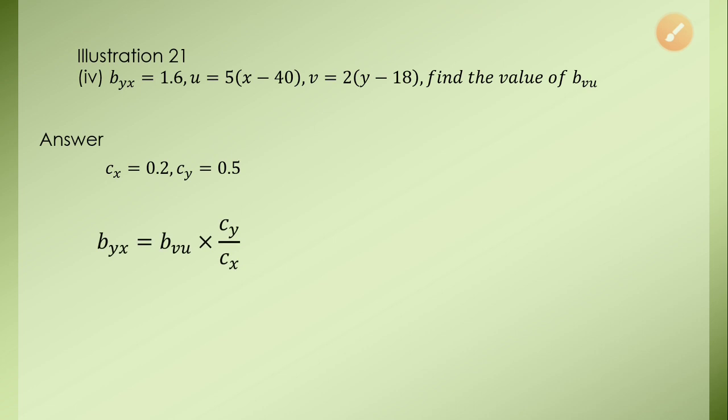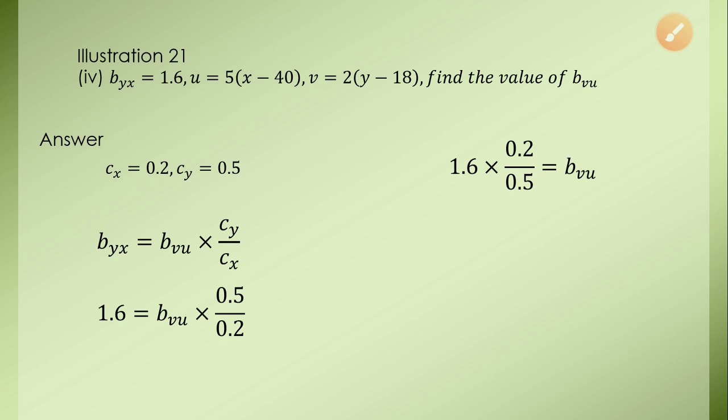Now we'll write Byx is equal to Bvu into Cy upon Cx. So Byx is 1.6. Bvu is what we need to find, and Cy upon Cx is 0.5 upon 0.2. So if I multiply 0.2 into 1.6 and divide by 0.5, 0.64 is Bvu. Yes, 0.64 is Bvu.